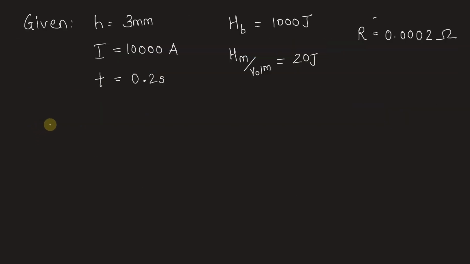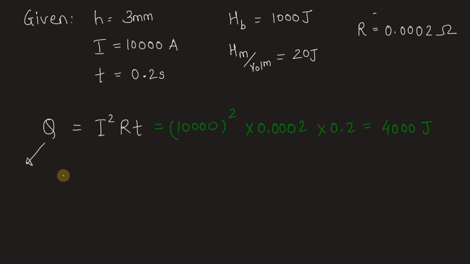First of all, we know that the heat supplied to the base metal, Q, the total heat supplied, can be found out using the current, the time for which it is supplied, and the resistance. So heat supplied is equal to I square into R into T. Let's substitute the values and find this out. I is 10,000, square of it, into 0.0002, into time 0.2. This is calculated as 4,000. Since this is heat, the unit will be of energy, that is joule. 4,000 joule.